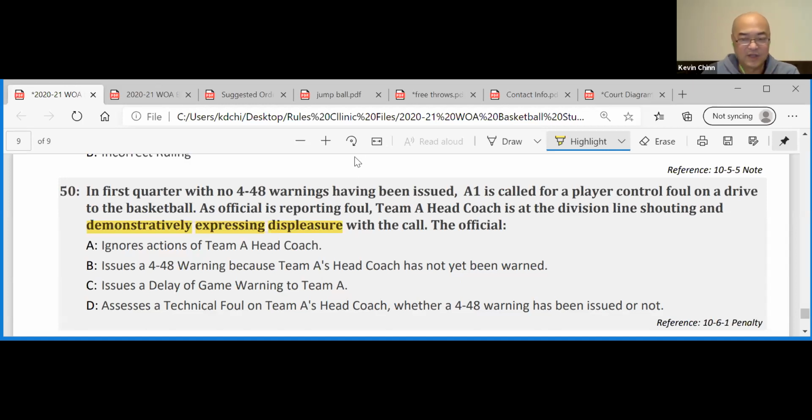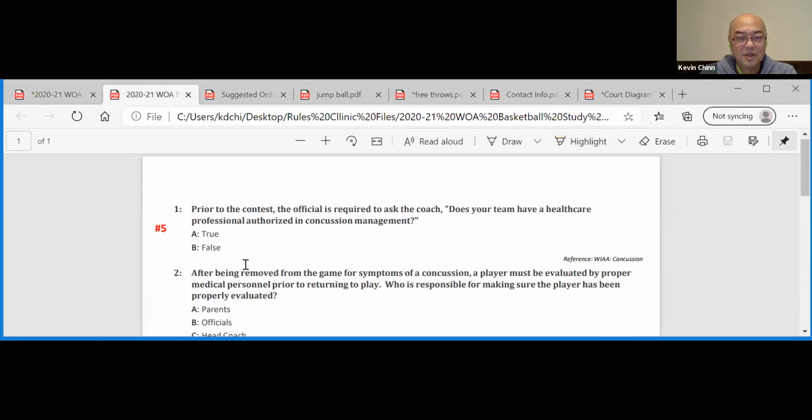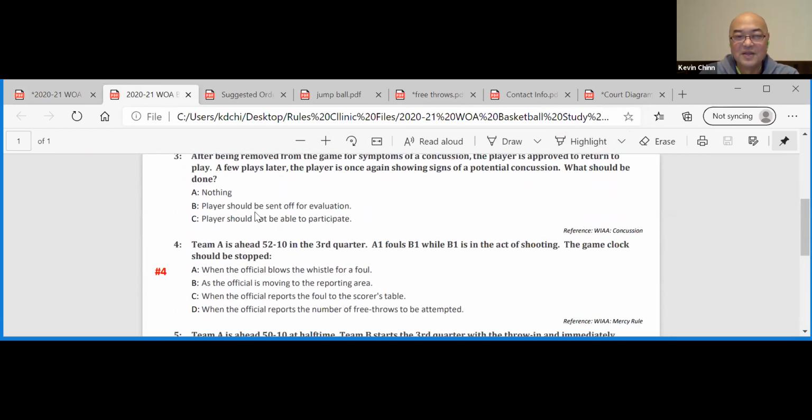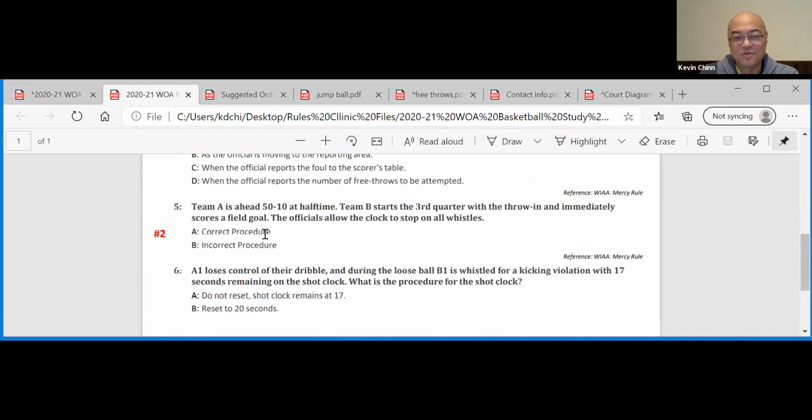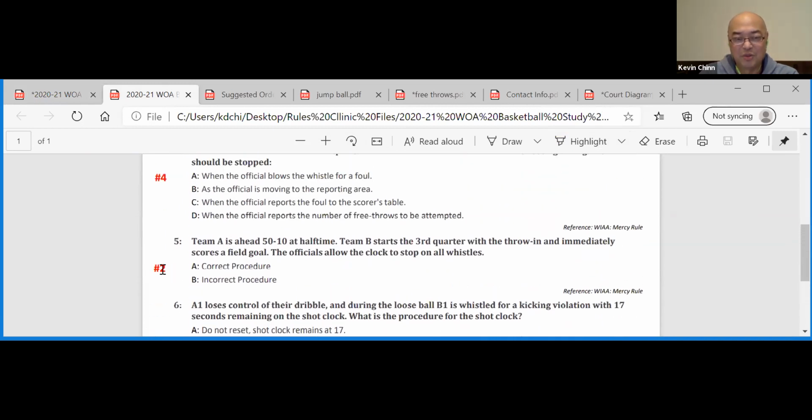So that's important. But here's the other thing I need you to do. Take a look at this. On my test, my question number 5 was actually question number 1. Question number 4 on my test was question number 4. Question number 2 on my test was question number 5. So they jump you around. There's no order, there's no logic to it.